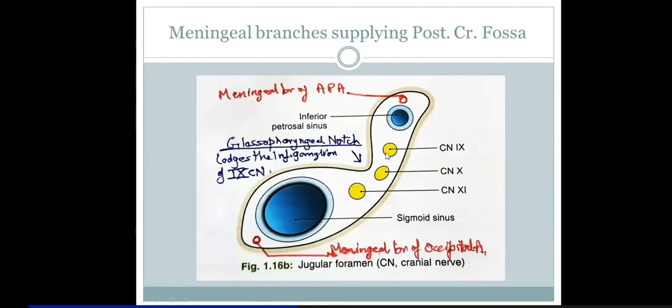And of course, just medial to there, you find the anterior condylar canal, also for the 12th cranial nerve. So these, the 9th, 11th, and 12th cranial nerves, will also pass through the upper portion of the carotid sheath. Okay.